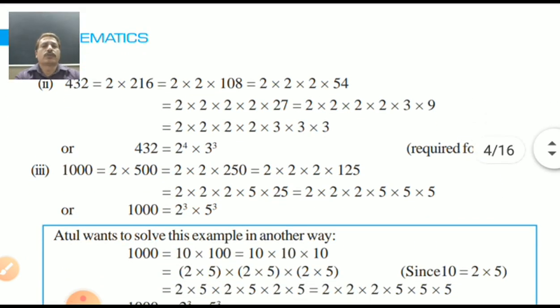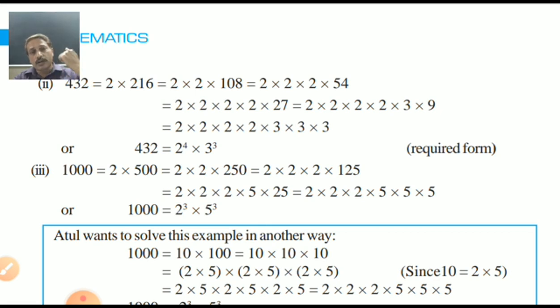Correct. 4000. Same way, same process we can do here. 2 into 50, 250, 2 into 2 into 2 into 125. Why? 250 is an even number. Divide it, 125. Now the divisibility test for 3. Prime number 3. Sum of the digits, 1 plus 2 plus 5, 8. 8 is not divisible by 3.